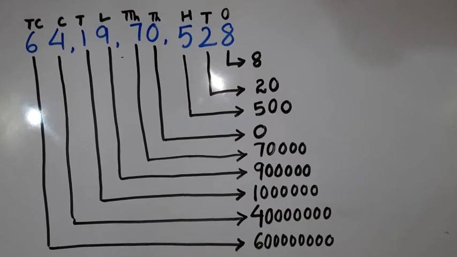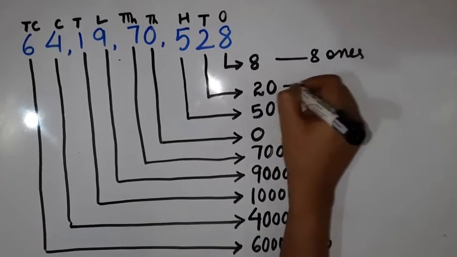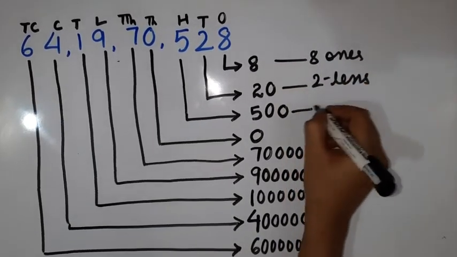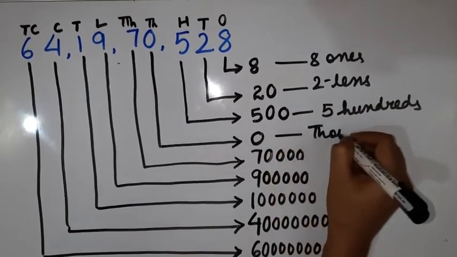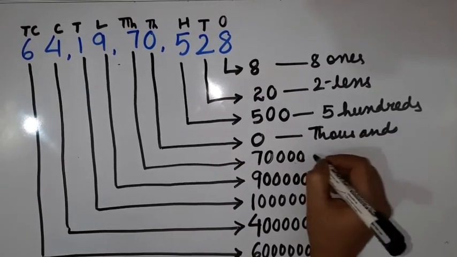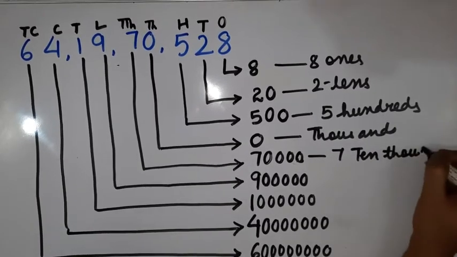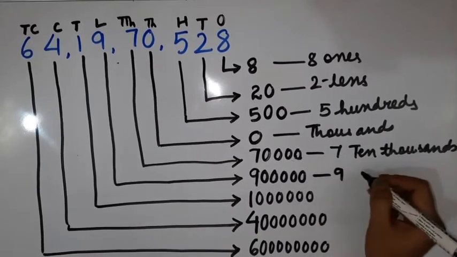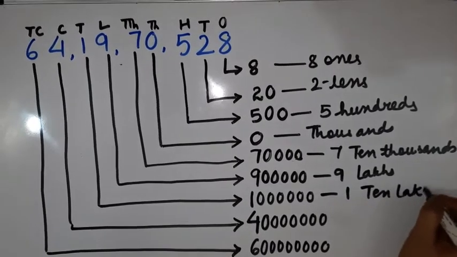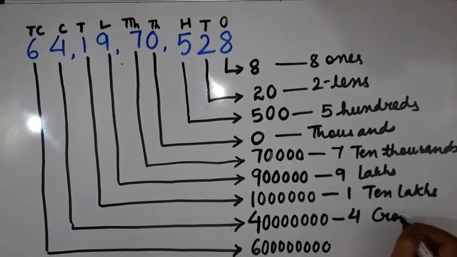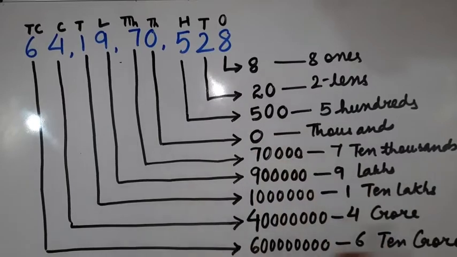Either you can write the place value like this, or you can also write here 8 ones, or 2 tens, or 5 hundreds, 0 thousands, then 7 10,000, 9 lakhs, 1 10 lakhs, 4 crore, or 6 10 crore. So there are 2 ways of writing. You can use either one.